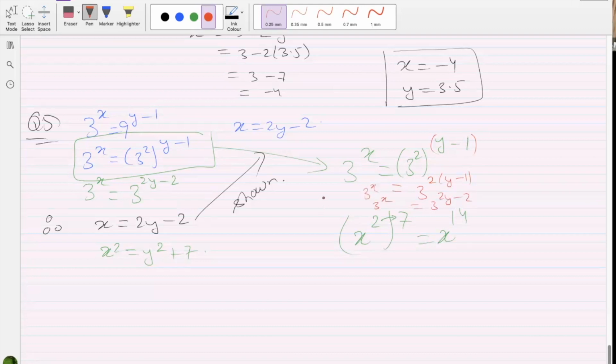Why did you need to do this? This is the rule of indices: a raised to the power x raised to the power b, the powers are multiplied with each other. And why did we make this? Because we cannot compare 3 with 9. So we converted the bases. This was 3, and this is 3. So convert these two bases and then compare. Is it clear?